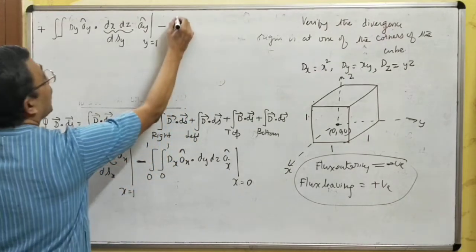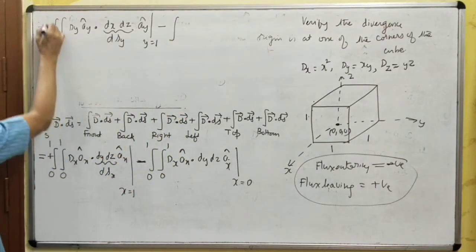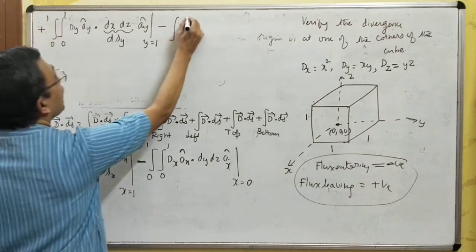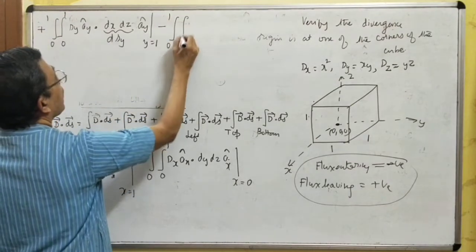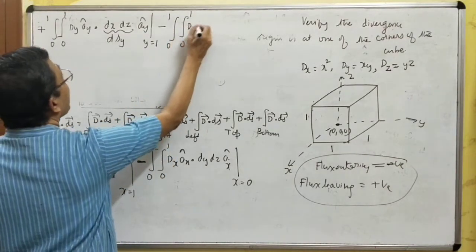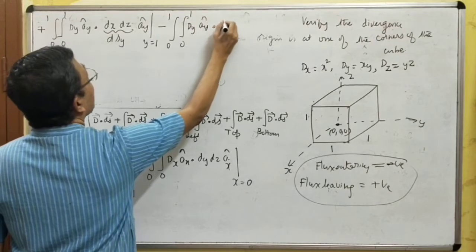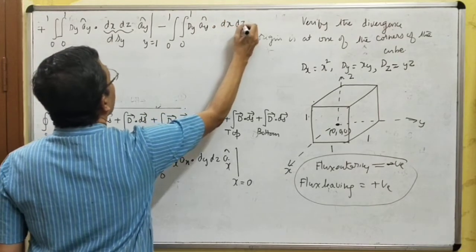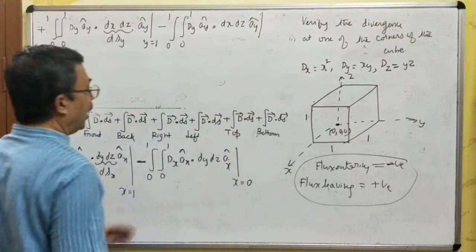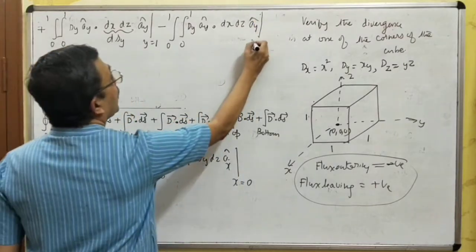This one, double integral. Here x varies from 0 to 1, z varies from 0 to 1. Minus double integral, x and z varying from 0 to 1, Dy a_y cap dot dx dz a_y cap. The left face is at y equal to 0.